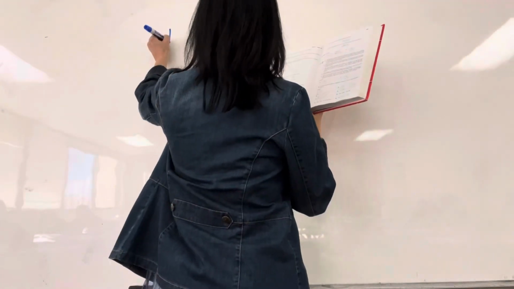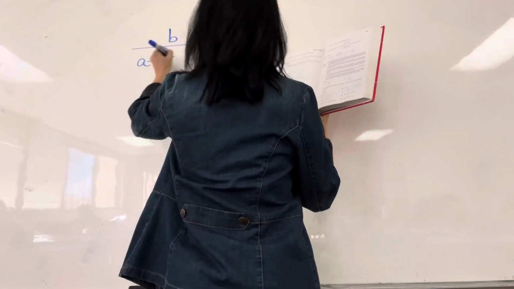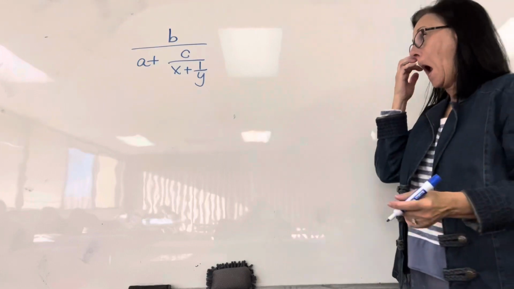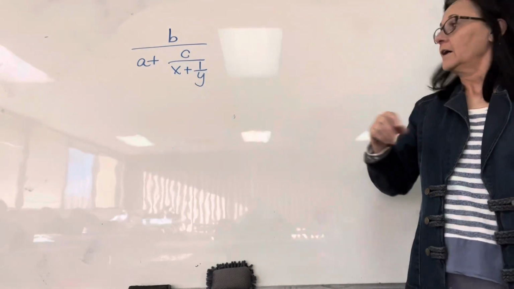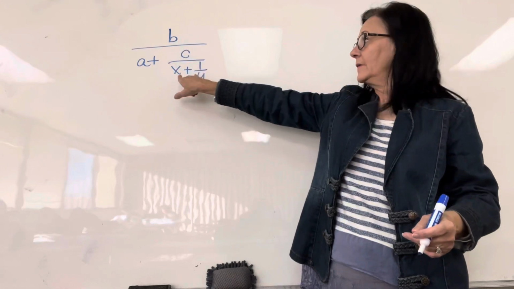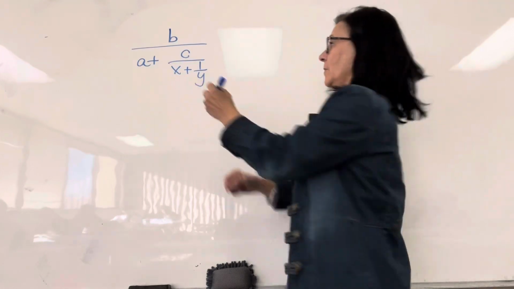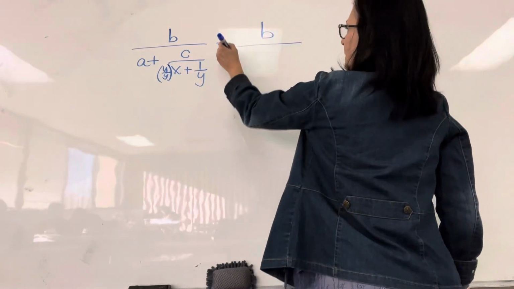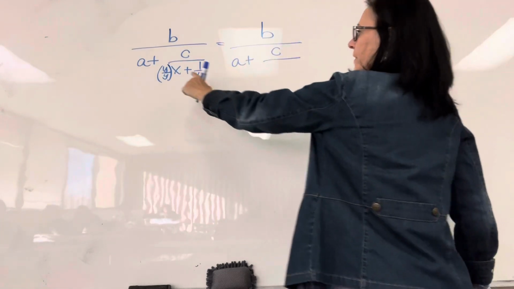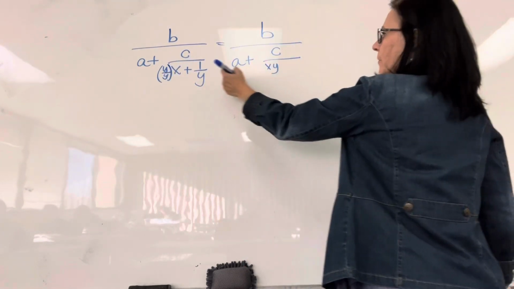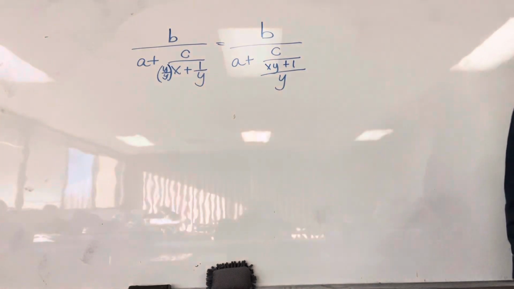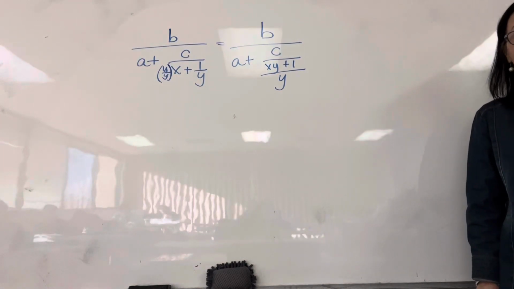Example 2, we begin with b over a plus c over x plus 1 over y. What's my first step? Go to the complex fraction, and make it so that common denominator. So I'm going to multiply this first term by y over y. So we have xy in that first numerator and 1 in the second numerator over its common denominator. Make sense? Got it?